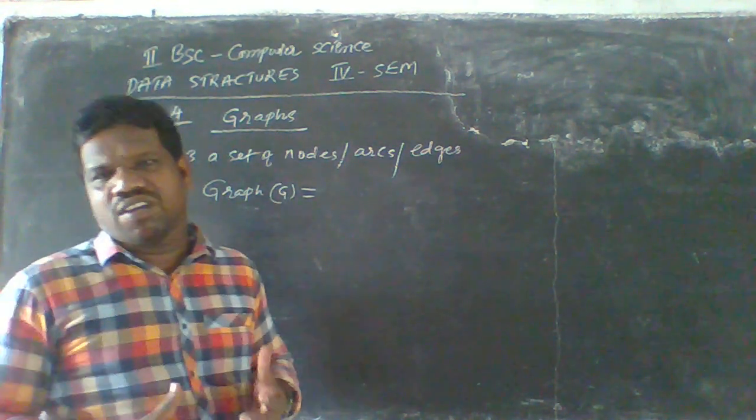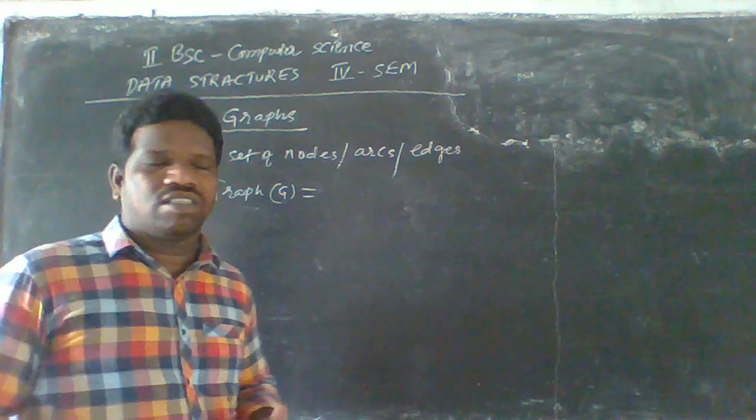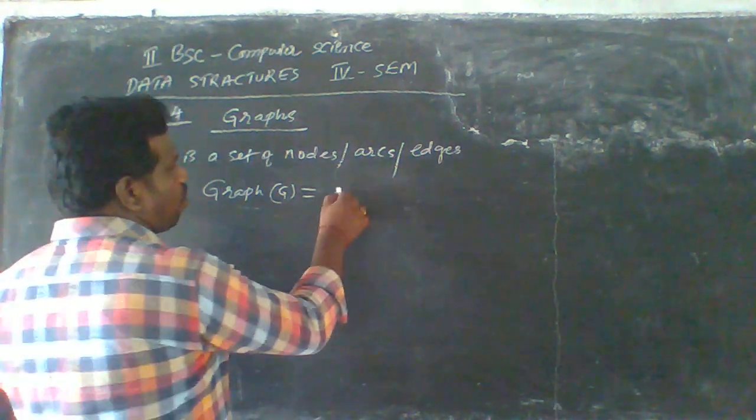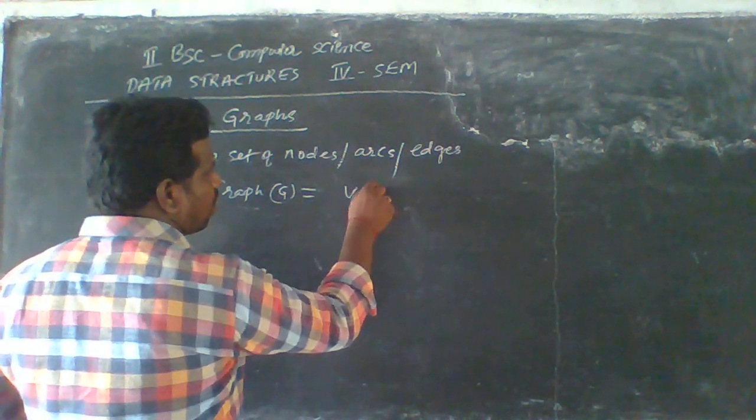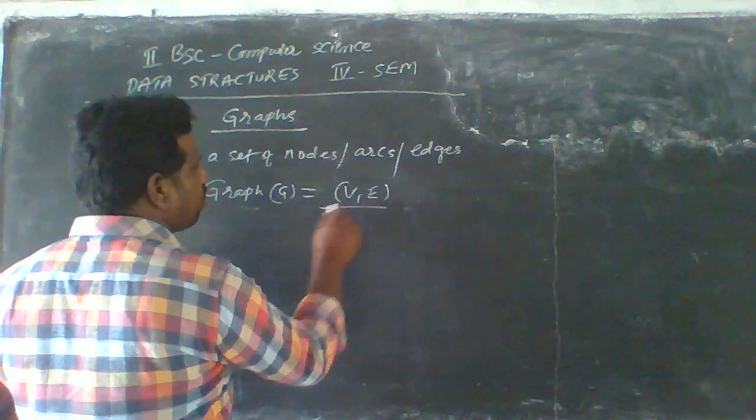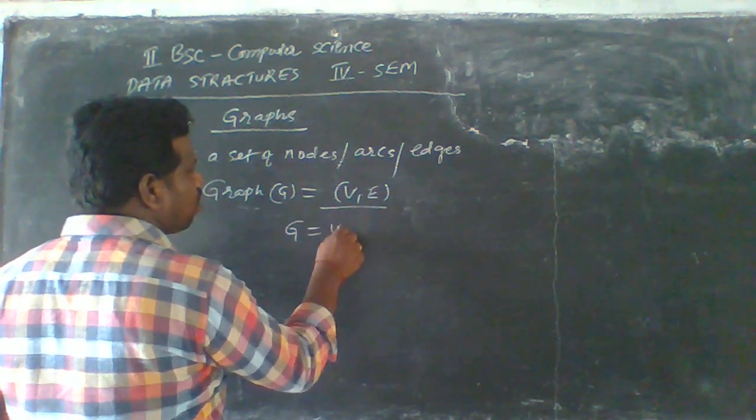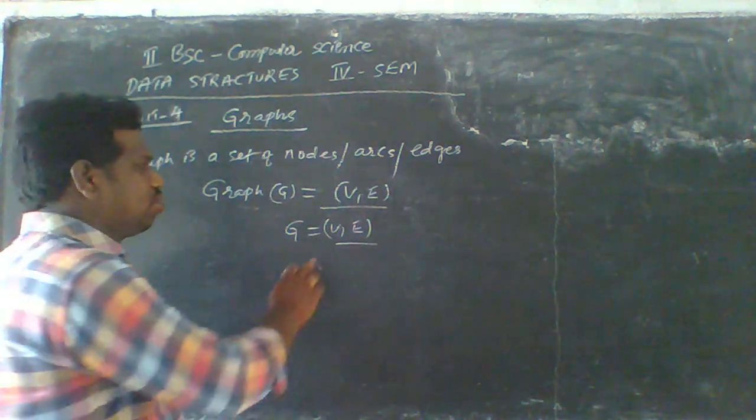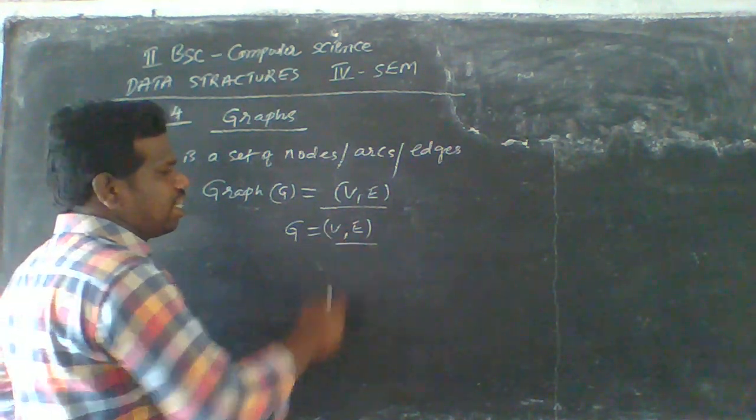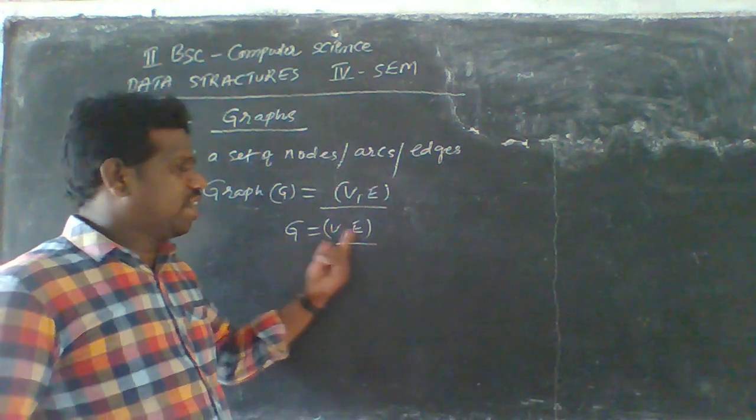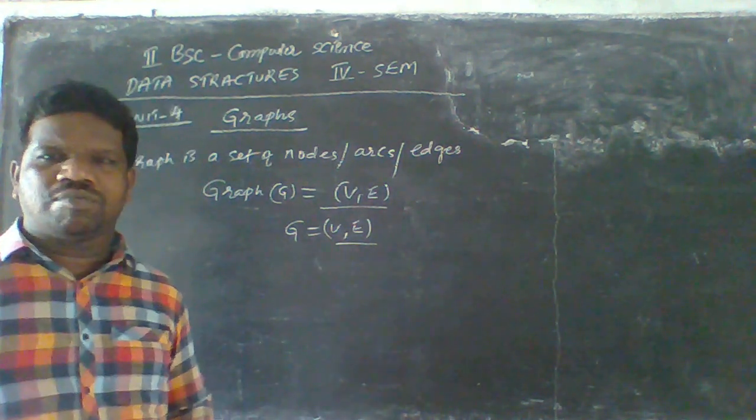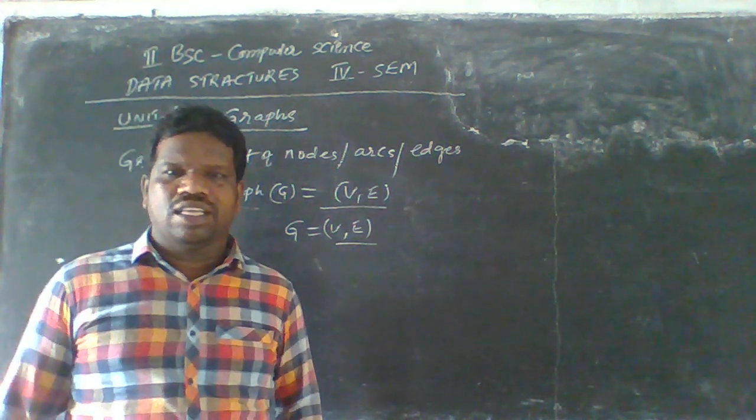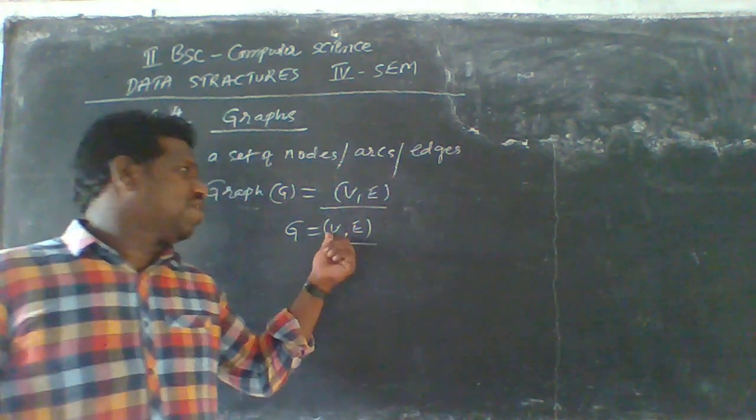Okay, if any graph is defined like this, G equal to V comma E, what is that? What is V here? This is called V comma E. What is V? What is E? And how is the graph prepared using the V and E?